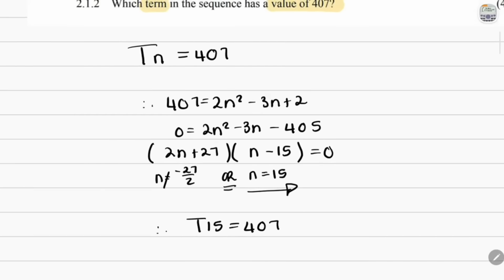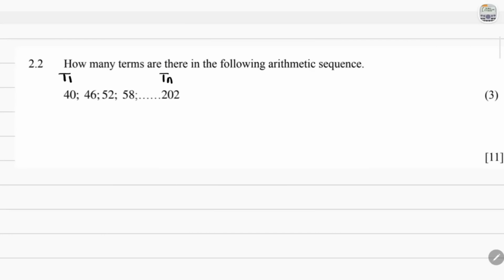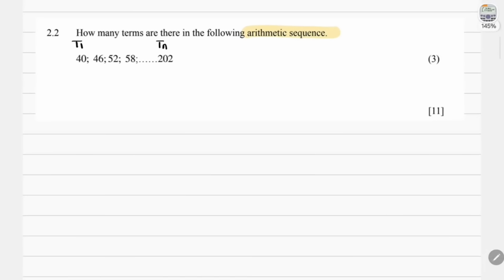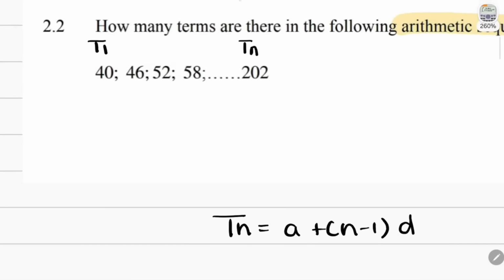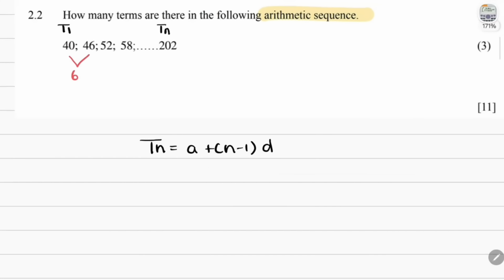So it's very similar to this question. It's just an arithmetic sequence this time. So term what is this? And we can do that by using the general term of an arithmetic sequence, which is Tn equals a plus n minus 1 multiplied by d. Okay, so what is our difference here? The difference is 46 minus 40, which is 6. So we have a constant difference of 6.